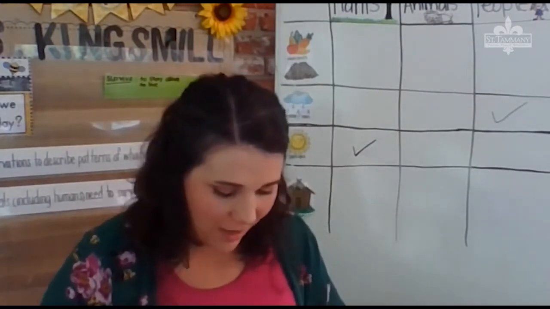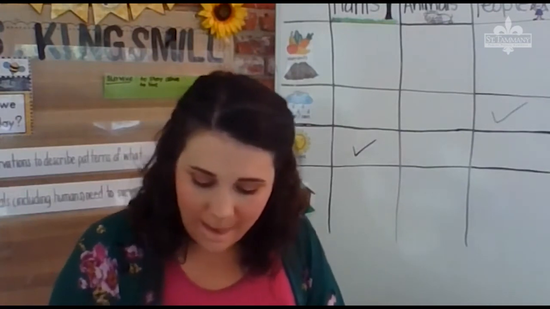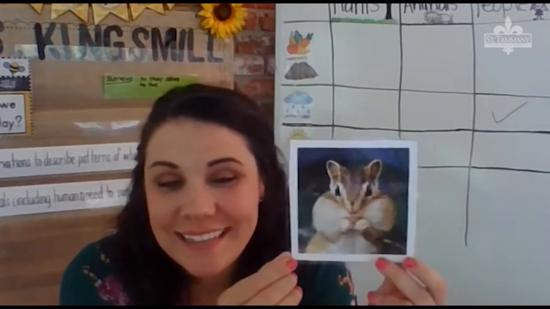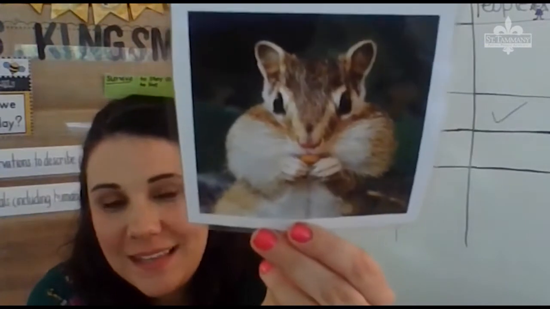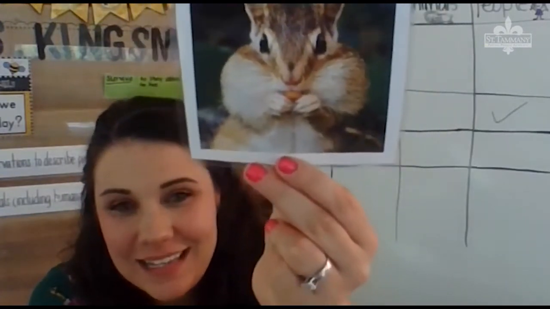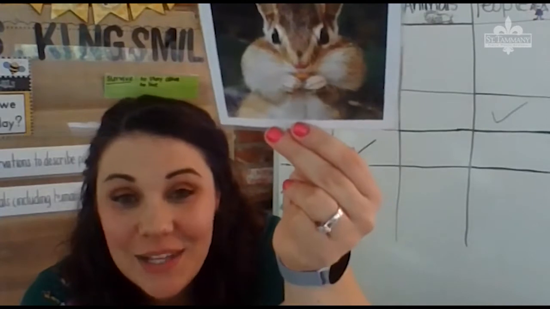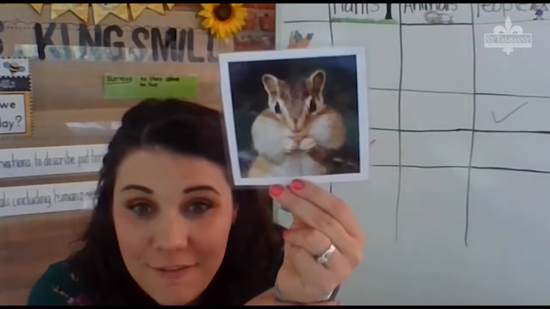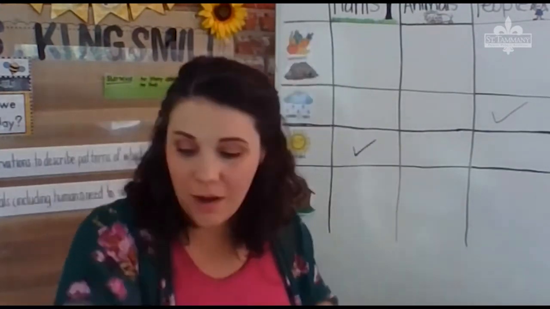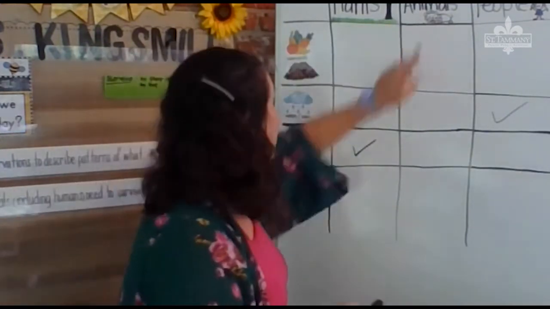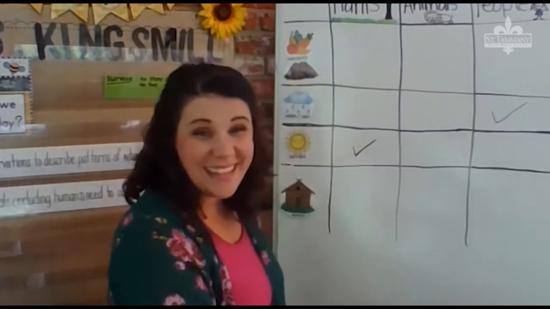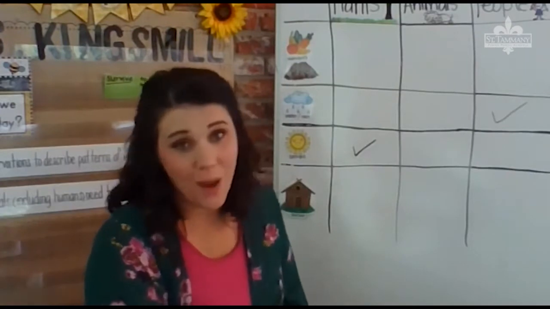Okay, let's see what I have here. Aha! Let's take a look at this little fella. Isn't he cute? He's a chipmunk. Do you see what's in his mouth? Yep, he's got some type of nut or something that he's eating for his dinner. So this is an animal, and animals need food in order to live. So let's go ahead and take our marker, and we'll go to animals, and we know that that little nut that he's eating is a type of food. So that's where he's getting his nutrients to help him live and grow.